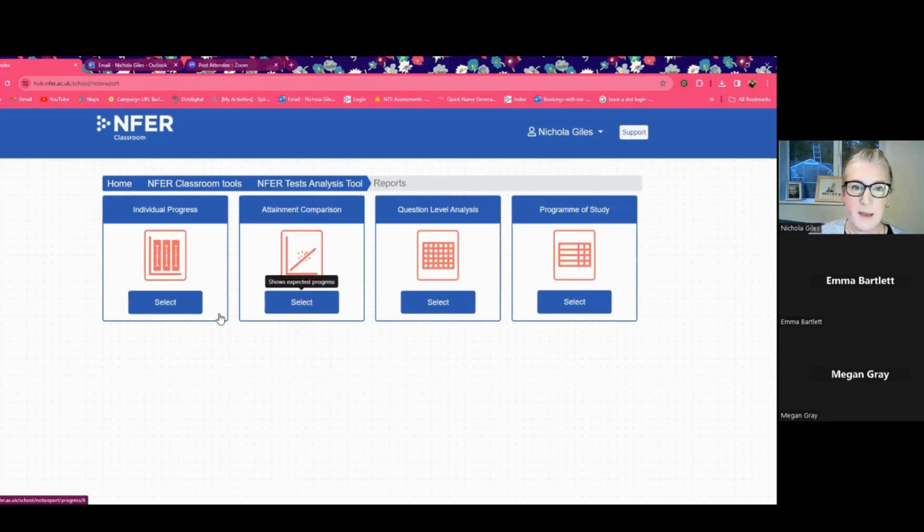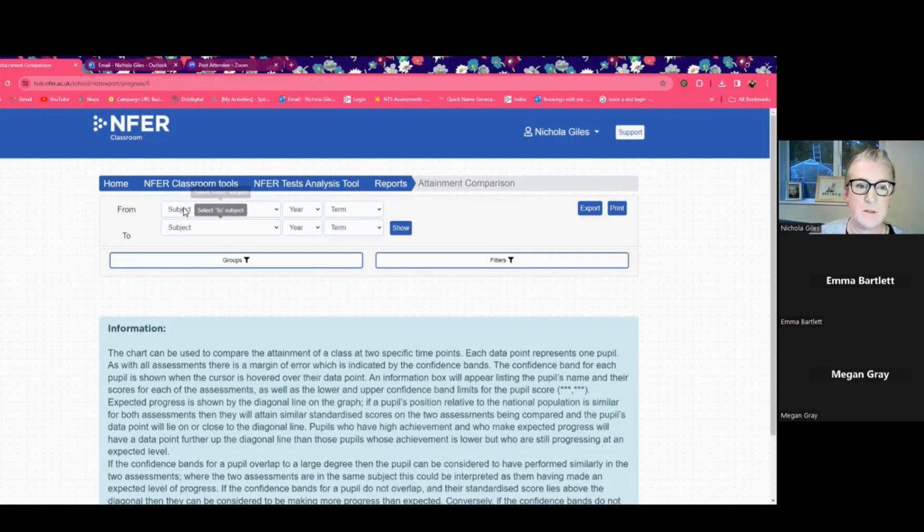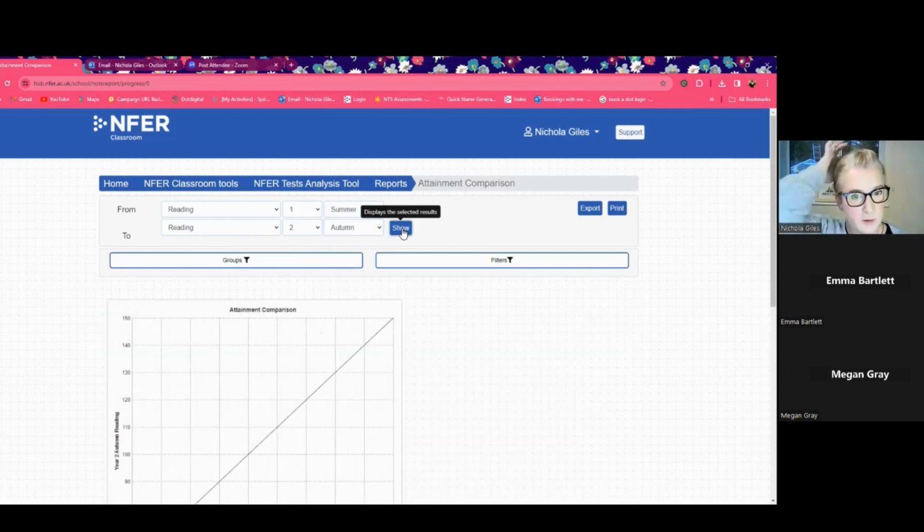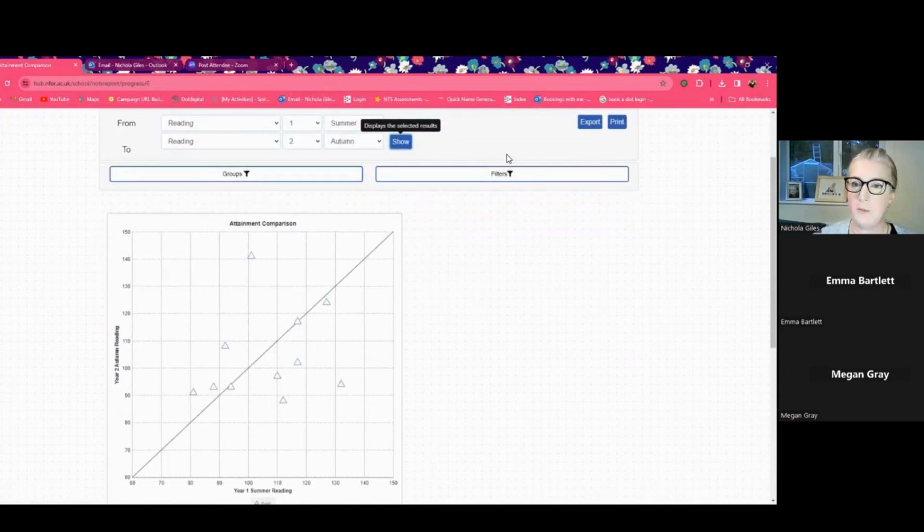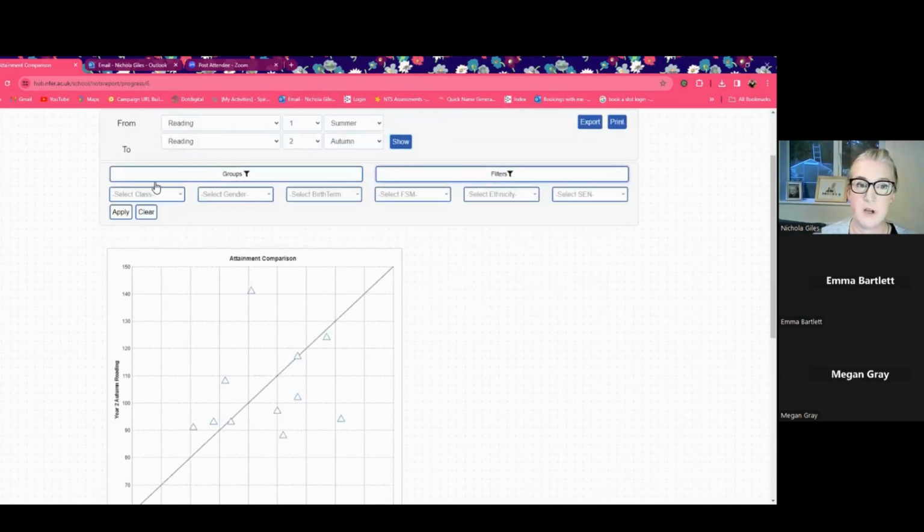Then the attainment comparison. So this is where I'm going to pick reading. I'm going to pick year 1 summer, year 2 autumn. So these are my year 2 pupils. I want to have a look at 2 different points for the same pupils. So if I click on show, and again, if you're a large school with a lot, you may want to filter, and you can filter for classes, gender, birth term, free school meals, ethnicity, and SEND. These are our filters.